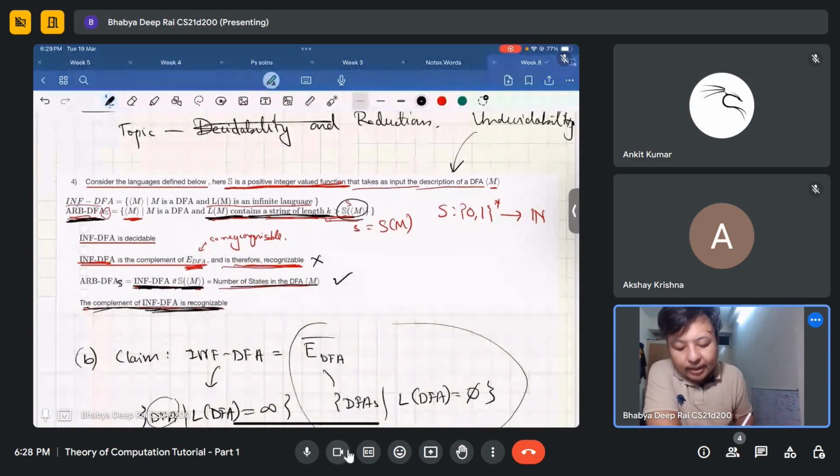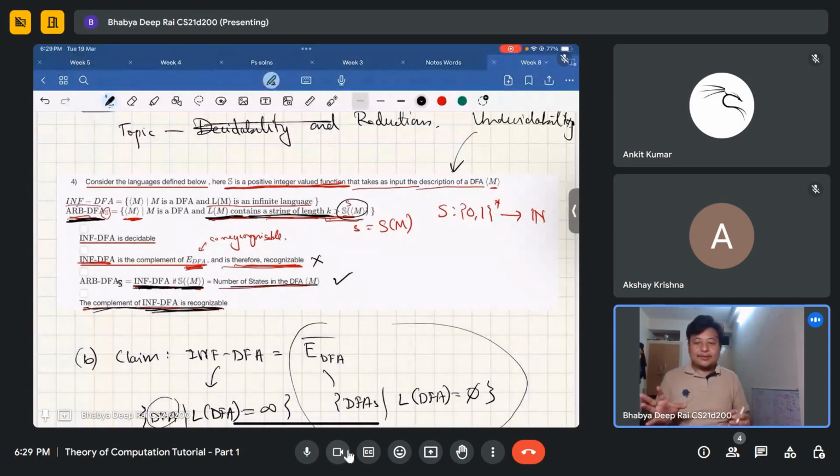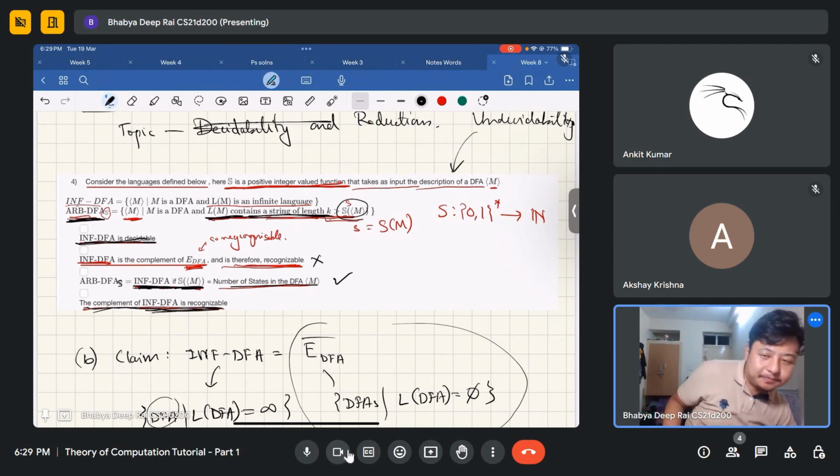Now once I've told you this, it becomes very simple. Think about it for a while. How is inf DFA decidable? Why is it decidable? Can you think of an algorithm, or a Turing machine, to decide, given a DFA, if it accepts an infinite language or not?